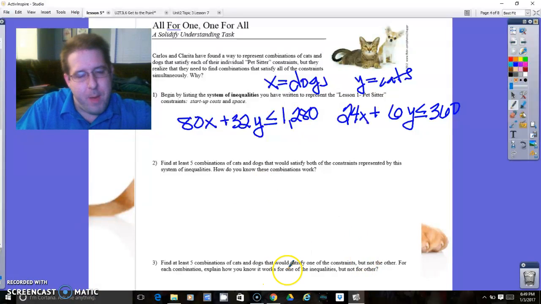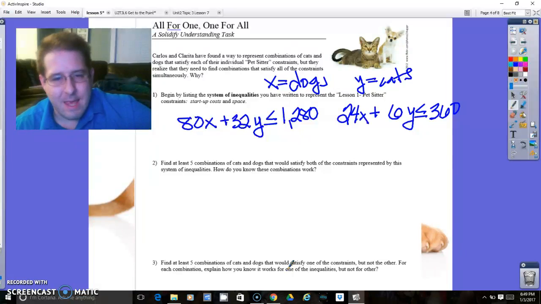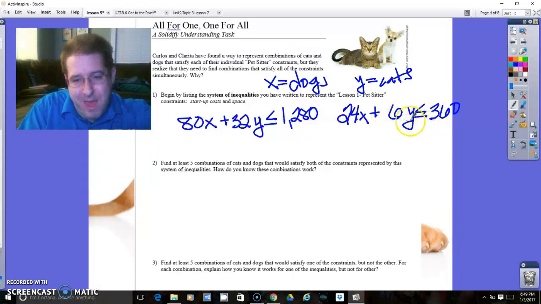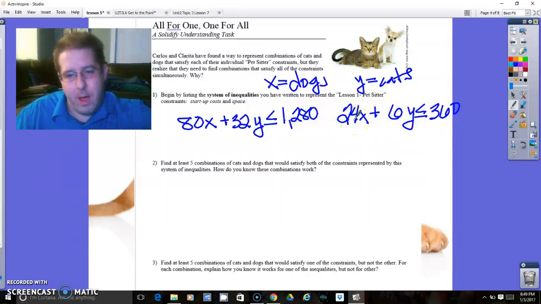All right, so you can go back over lessons 1, 2, 3, and 4, but I do have one off the top of my head. 60 cats would work for the space. 60 cats and no dogs. So that's like the y-intercept.